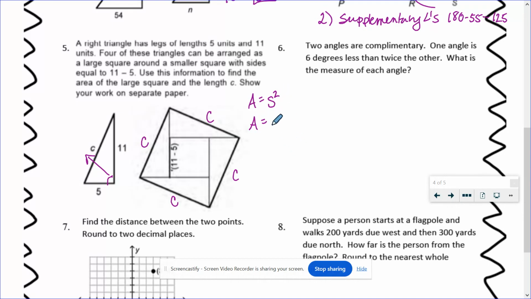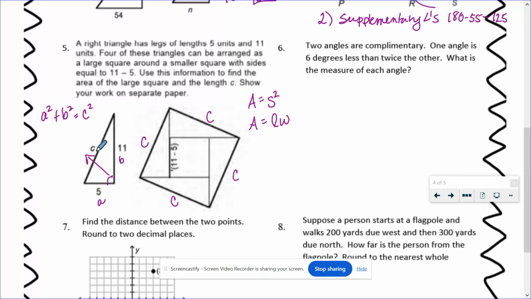Or I could use the formula for a rectangle. Since all squares are actually rectangles, I could just find the value of C and then just take length times width. So no matter what, I need to find out what this number here is going to be. So a squared plus b squared equals c squared. So I'm going to just make this a and b.